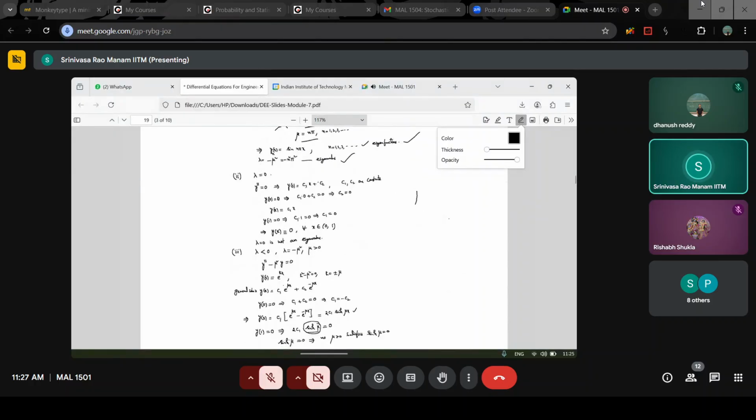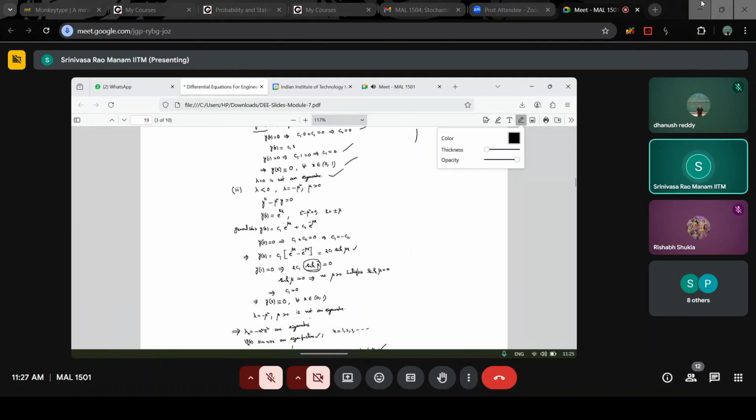Lambda equal to 0, you look at this one. Lambda equal to 0 means this is the equation. This is your general solution. Apply those boundary conditions, and both c1, c2 are forced to be 0. So that means identically I get the solution as 0. That means it is not an eigenvector.